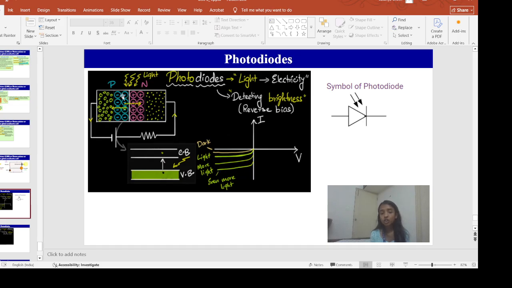Now when you are not shining any light, in the dark condition, due to thermal energy some electron hole pairs are also getting generated. So the current that you are getting in the third quadrant, this current is called the dark current. And this is the symbol of the photodiode. It is similar to the PN junction diode. These two arrows represent the light radiation.